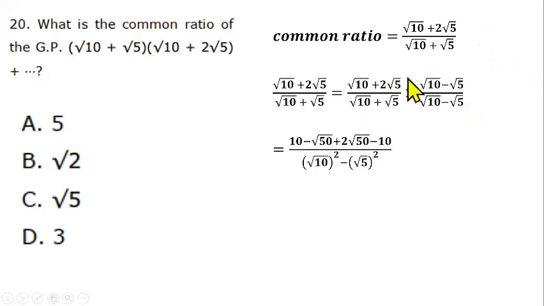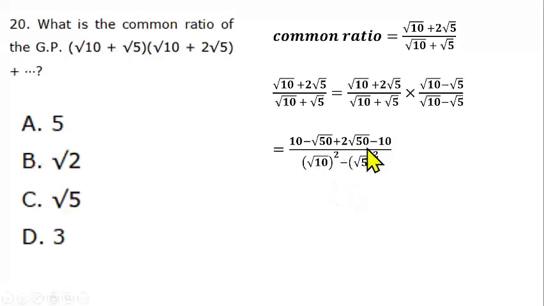That means we are rationalizing, don't forget. So the denominator is a difference of two squares. That means you have 10 squared minus root 5 squared. Then the numerator, you multiply out. So 10 times 10 gives us 10. So 10 times minus root 5 gives us minus root 50. 2 root 5 times root 10 will give us 2 root 50. Then 2 root 5 times minus root 5 will give us minus 10.